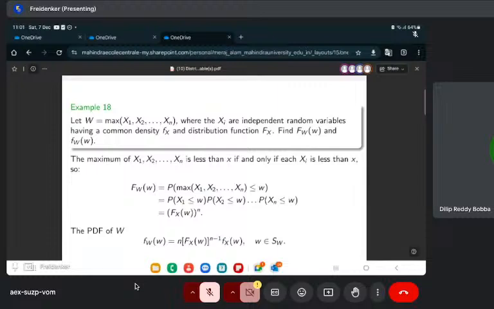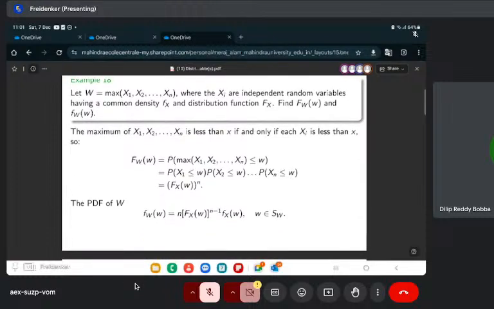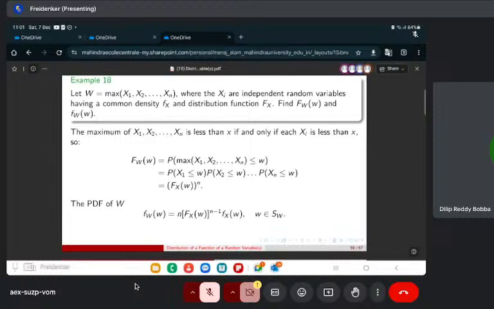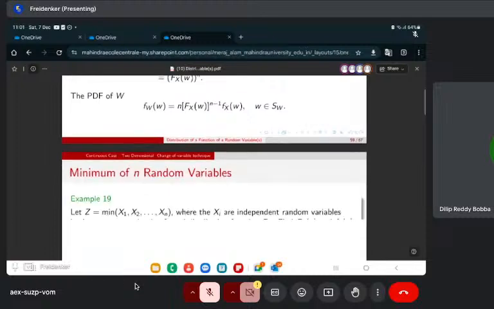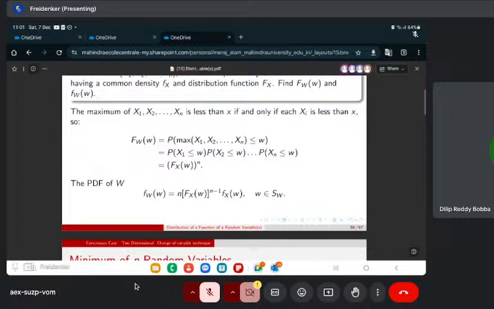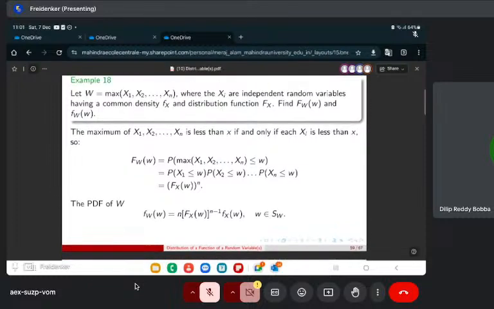Okay, W is maximum. They're all independent. Okay, they're using the CDF. W is maximum of x1, x2, x3. They're all independent. They have common density. It means they're IIDs, independent and identically distributed. PDF is there, CDF is there. Now they're asking us to find the CDF and PDF of W.